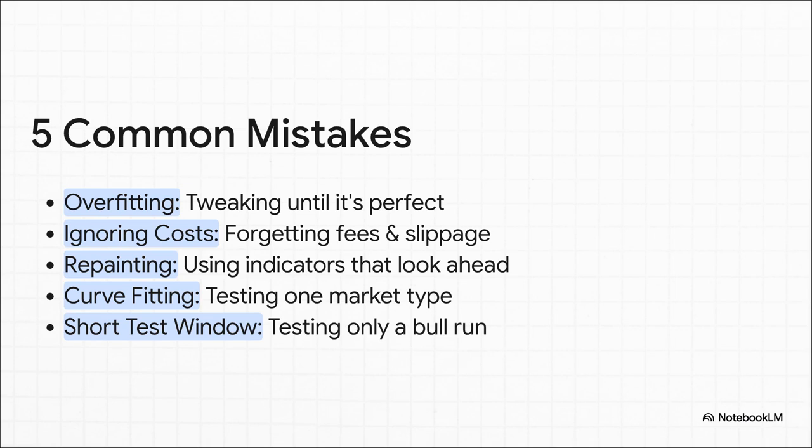First is overfitting. That's when you tweak your settings over and over until they're perfect for the past data, which means they'll almost certainly fail in the future. We've already hammered on ignoring costs, so don't do that. Repainting indicators are sneaky. They use future data to plot their past values, making them look impossibly good. And finally, make sure you test over all kinds of market conditions. Bull markets, bear markets, and boring sideways markets, not just the last 6 months of a crypto bull run.